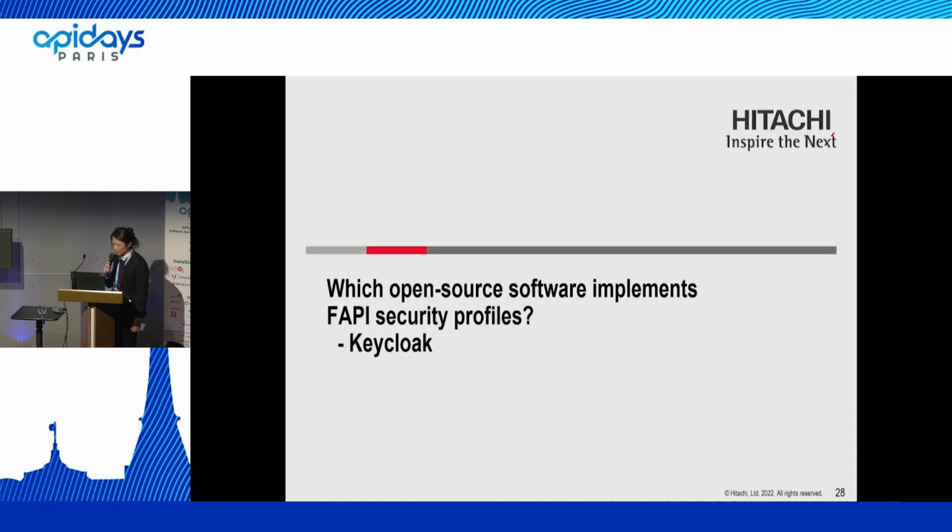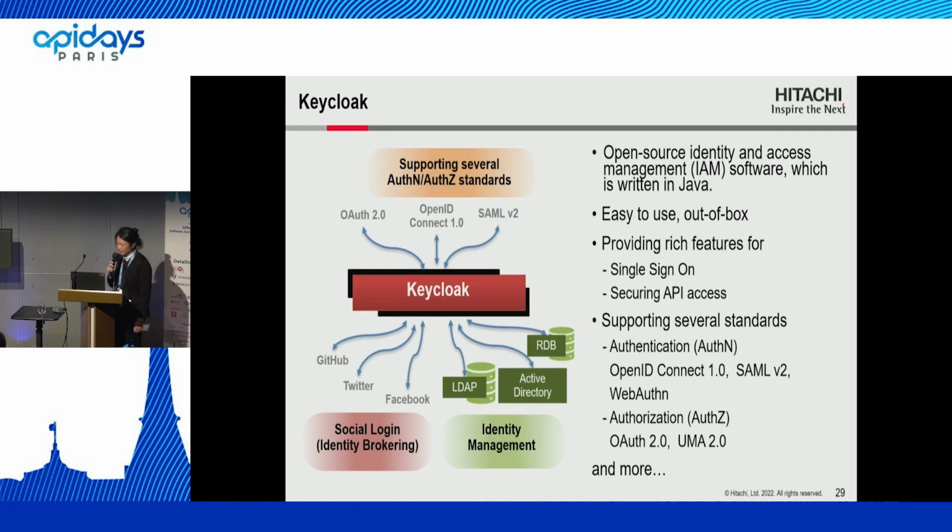Next, I'd like to briefly talk about open source software that has already implemented FAPI security profiles, namely Keycloak. Keycloak is open source identity and access management software. It supports several kinds of features, for example, single sign-on, accessing API, securing API access, and authorization services, and so on. It also supports several standards: OpenID Connect, SAML v2, WebAuthn, OAuth 2, UMA 2, and so on.